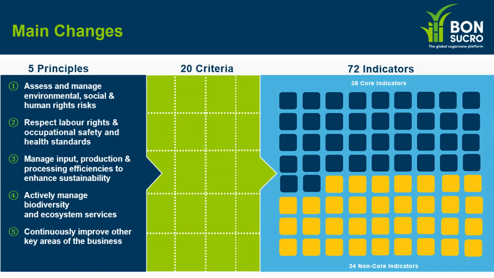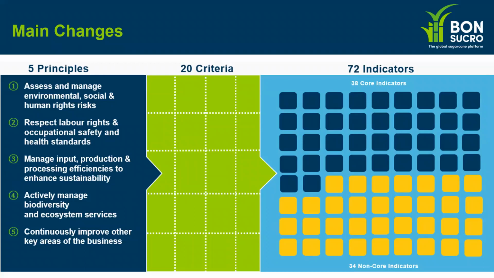Overall, the new standard includes 72 indicators in 20 criteria. Out of those 72, now we have 38 core indicators. So that's an increase in terms of core indicators, and 34 non-core indicators. To become certified, a farm or a mill needs to comply with all of the core indicators and at least 60% of the 34 non-core indicators.